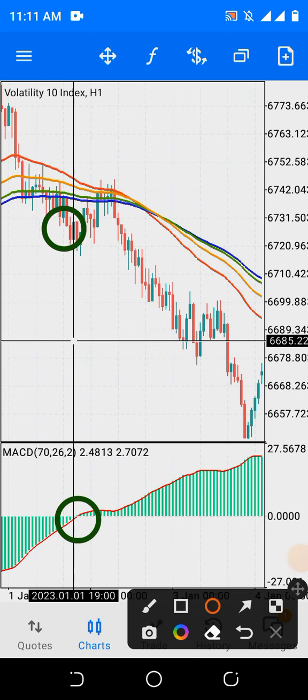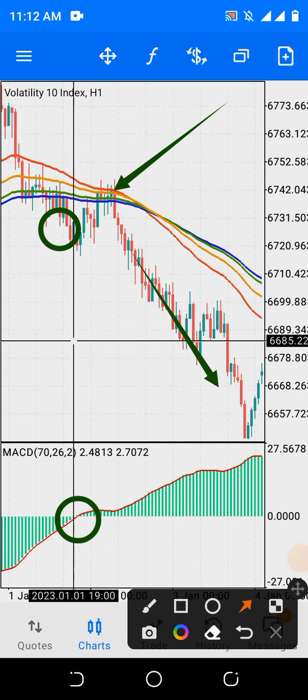Do you understand? Now your entry should be once the candlestick bounces back on the moving average. This is where your entry should be. Do you understand? Where the candlesticks bounce back on the moving average, that is the retracement. Once the price retraces back to the moving average, that is when you enter. Do you understand? And this is a huge profit.